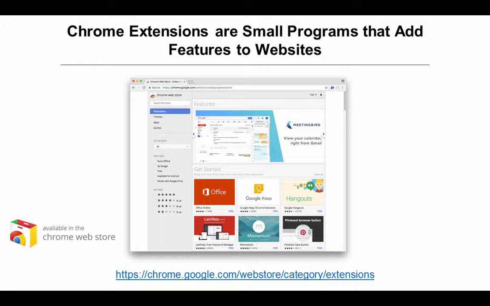So very briefly, Chrome extensions are small programs that can be used to enhance user experience in the Google Chrome web browser. They can be installed by visiting the Chrome Web Store. I have the link here. They're mostly free. They generally weigh several hundred kilobytes, and they're really easy to install. Many of them are widely used. One of the most popular ones is AdBlock, which helps users block advertisements on websites.